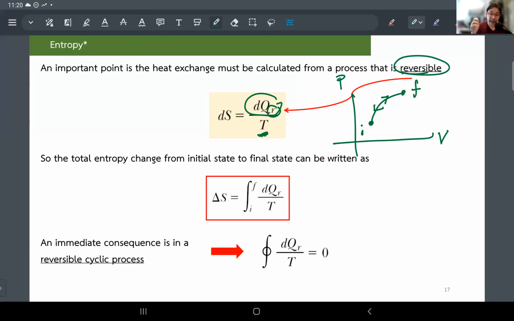But the good thing about this entropy is, I don't care. You can pick any curve you want. You can go as crazy as you like. As long as you start at the point I and end at point F, whatever curve you use to calculate the heat over temperature, you will get the exact same delta S, the change of the entropy.